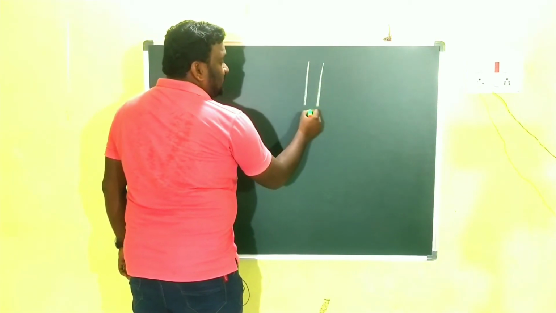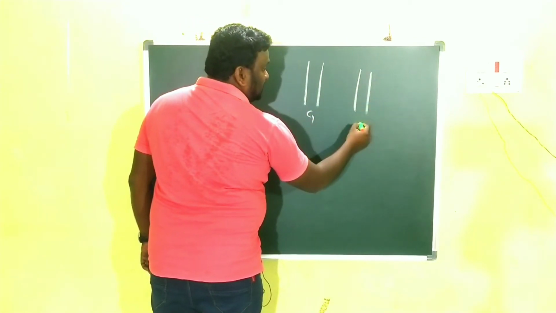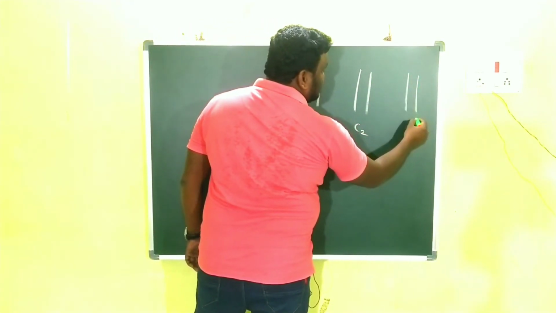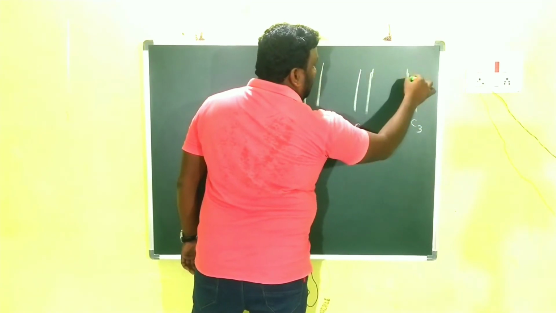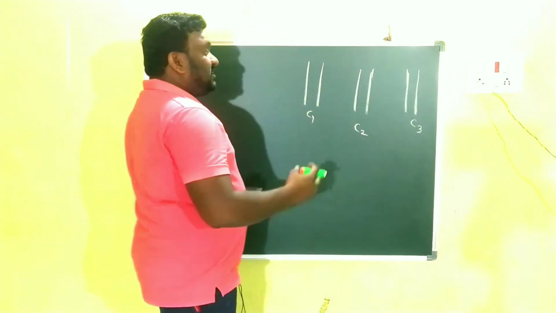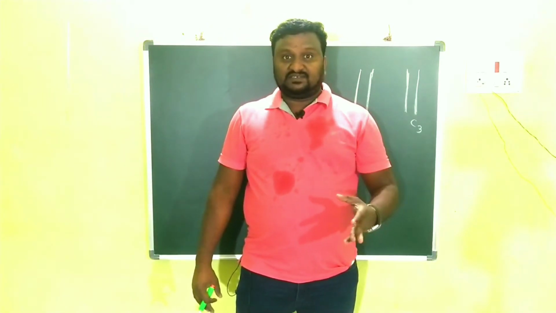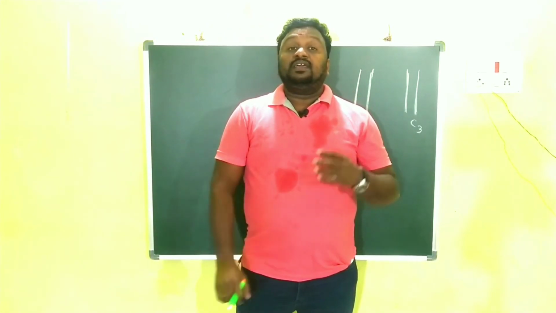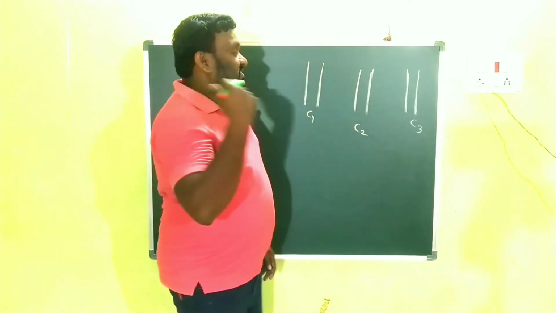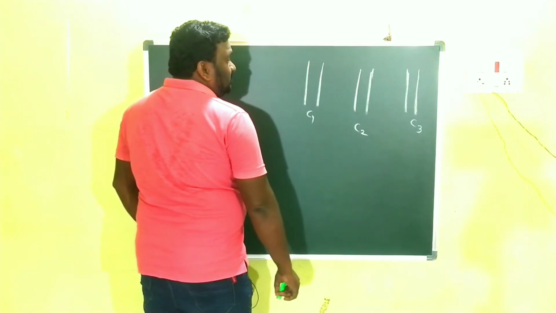First capacitor of capacitance C1, second capacitor of capacitance C2, and third capacitor of capacitance C3. Clear? We have taken now three capacitors. If C1, C2, C3, these three capacitors are arranged in series, then how can we find the equivalent capacitance of that series combination? So let's discuss here.